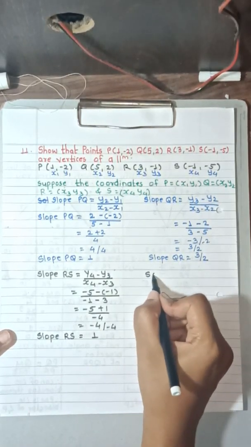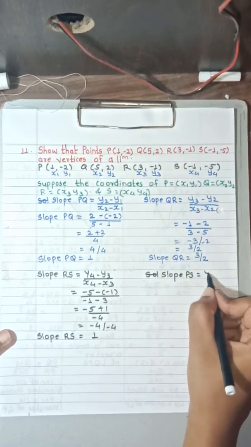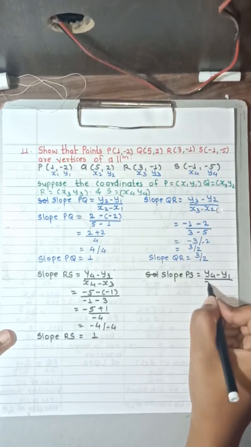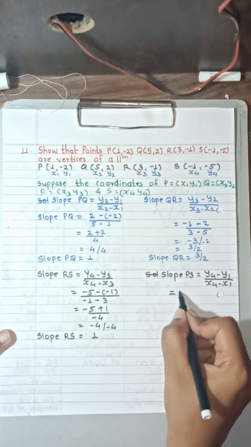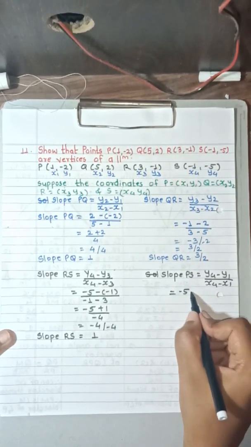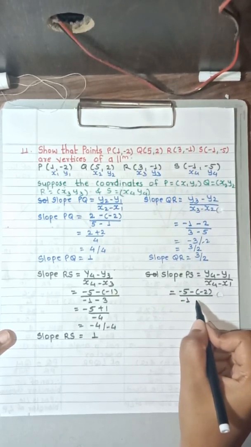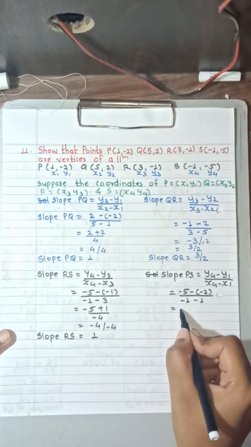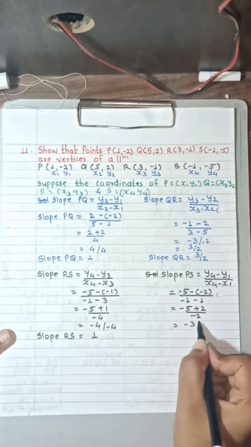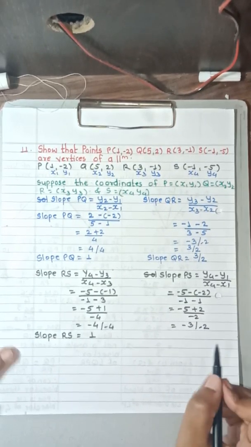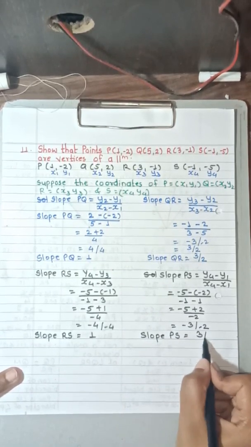Now we'll find out slope PS. Slope PS is equal to y4 minus y1 upon x4 minus x1. That is equal to, now what is y4? y4 is minus 5, y1 is minus 2 upon x4 is minus 1 and x1 is 1. So this is equal to minus 5 plus 2 upon minus 2. This will be equal to minus 3 upon minus 2. So slope PS is equal to 3 upon 2.